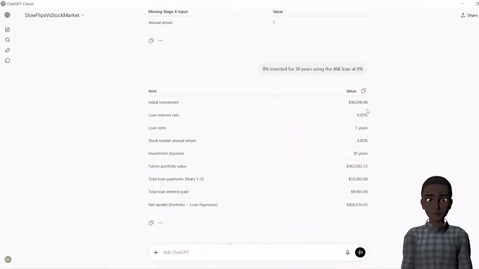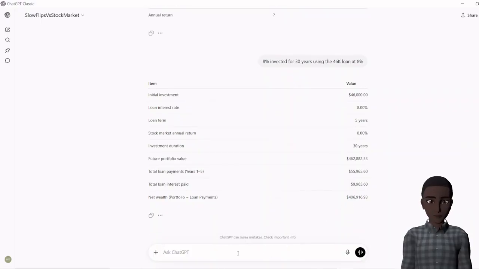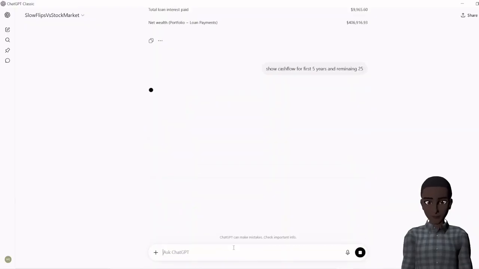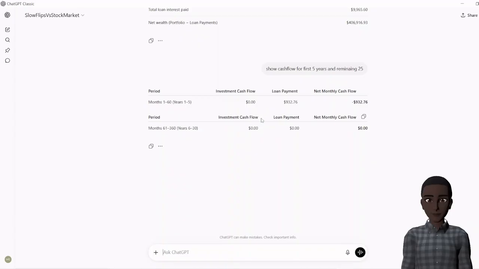I take the 46K. I have to pay back my loan for the first 5 years, but starting from year 6 onwards, that money stays in the portfolio and continues to grow. And therefore, by the end of the 30-year period, I end up with 406K. And I'm going to do this here, show cash flow for first 5 years and remaining 25, so that we can do a comparison to the other situation.